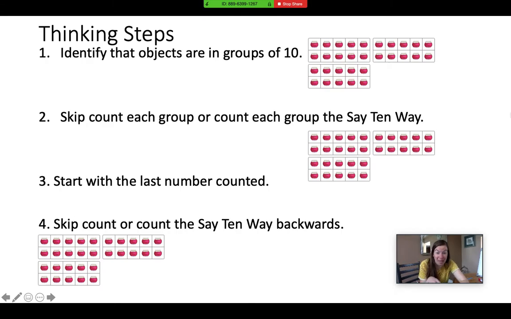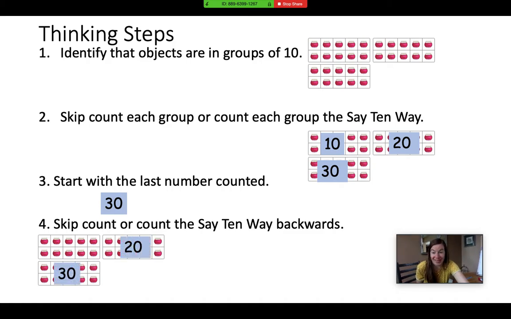Then I'm going to skip count each group, or count each group the say 10 way. 10, 20, 30. Easy peasy. Now if I'm going to count backwards, I'm going to start with the last number I counted, which is 30, and do the same sequence backwards. So 30, 20, 10. Awesome. You ready to keep going?